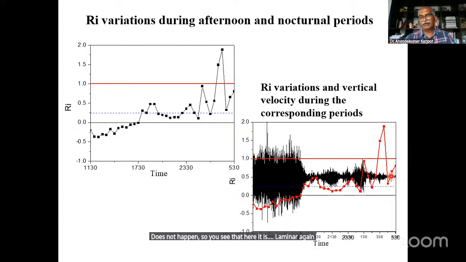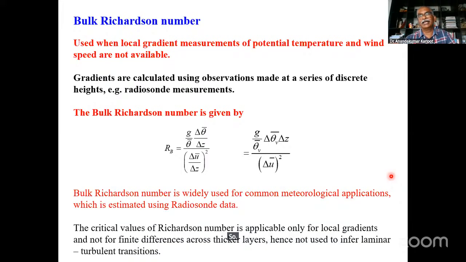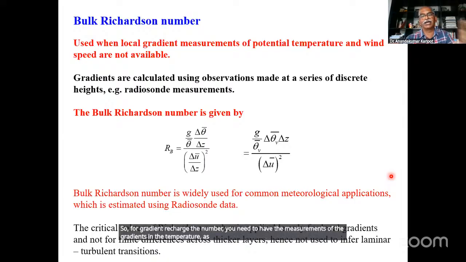That way we can make use of the Richardson number, and there is another Richardson number called the bulk Richardson number. For the gradient Richardson number, you need to have measurements of the gradients in the temperature as well as the wind speed, the local gradients.